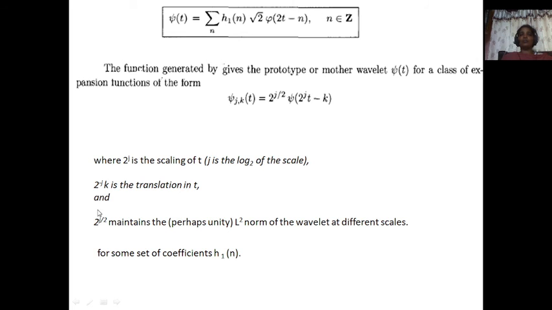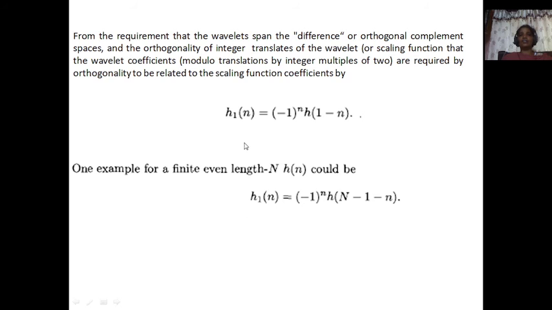Sometimes this is going to be taken as unity. Generally we are going to take it as unity. For some set of coefficients h1 of n, the relation between h1 of n and h of n is going to be given like this. That means this is an odd symmetry, this is going to be even symmetry. For the requirement that wavelets span the difference or orthogonal complement spaces, and the orthogonality of integer translates of the wavelet, they are required by the orthogonality to be related to the scaling function coefficients, which was given by these two equations.